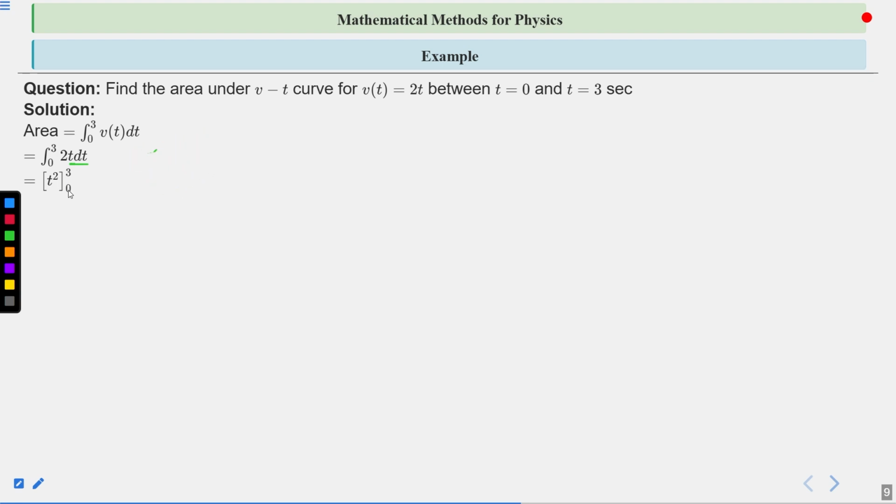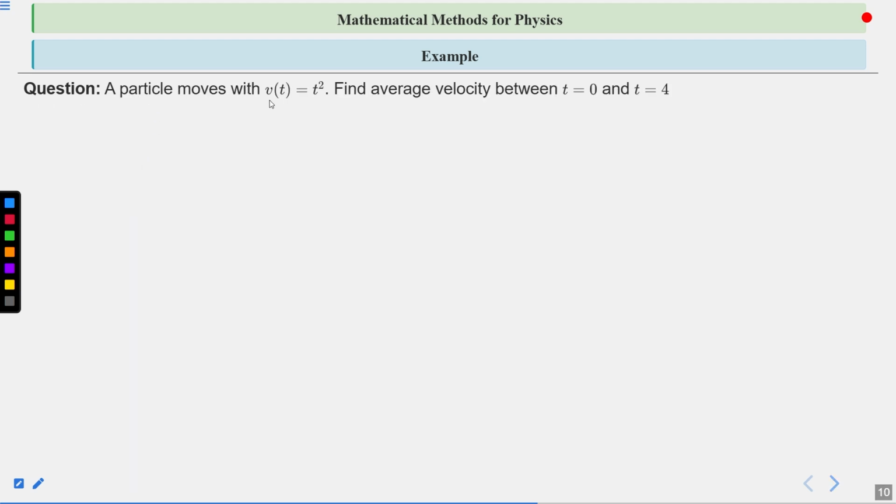So substitute the limits 0 to 3. After further solving, you will get the value of t initially 3, so it will be square of 3 is 9 minus 0. So it will be 9 units, any unit. Here if the area is in centimeter, it will be centimeter square, and if it is meter, it will be meter square. Clear?